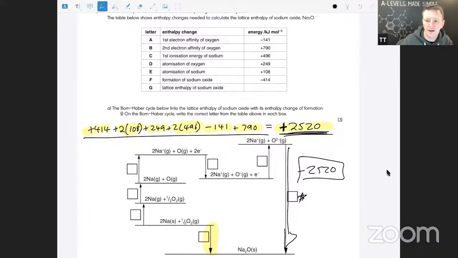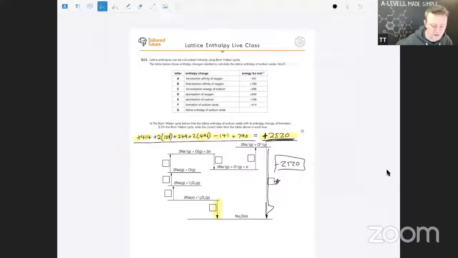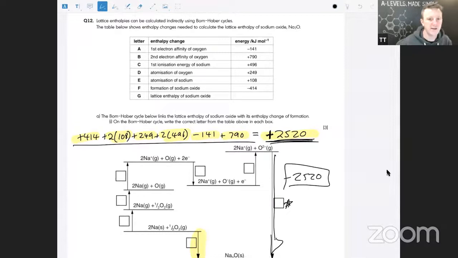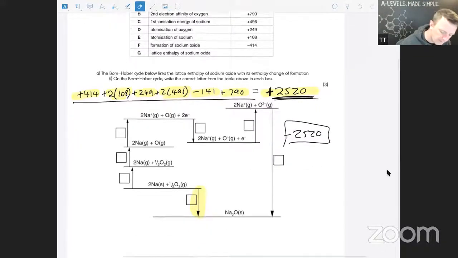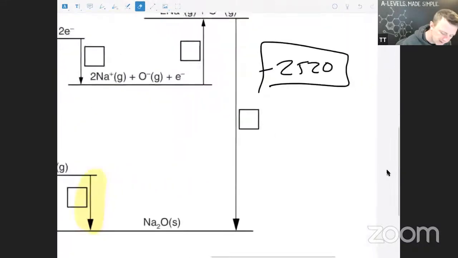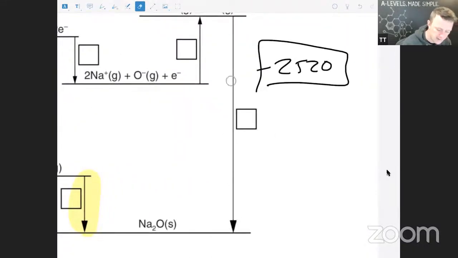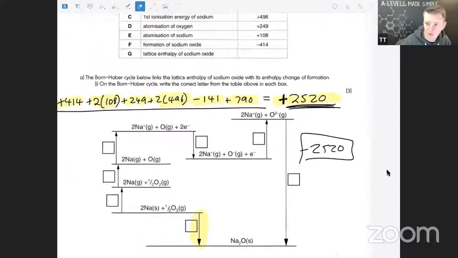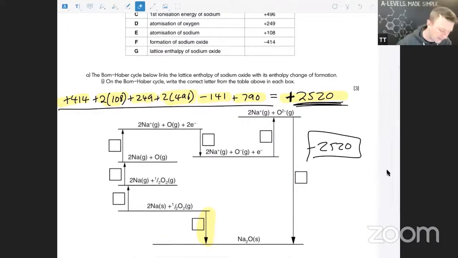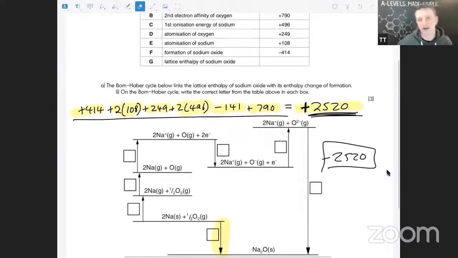So how do we know it's lattice association? Because the question basically just asks for the lattice enthalpy for sodium oxide. The clue is in the question. They want the transition that you see here. So this arrow going down, okay? That's how we know it's lattice association, because this arrow's here. All right. So you do have to do 2 times the atomization of sodium. You halve the atomization energy for oxygen. You don't have to do that. Okay. You don't have to do that.